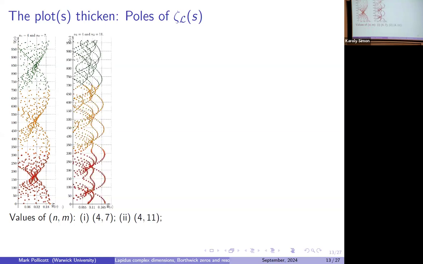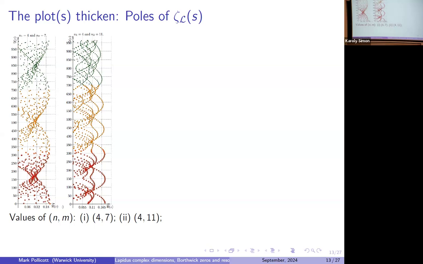If you took them to be 4 and 11, why not? You just ask the computer to look at the extension for this zeta function, and you get another collection of points. Every point here is a pole for the zeta function associated to the Cantor set for the contractions 1 over x plus 4 and 1 over x plus 11.